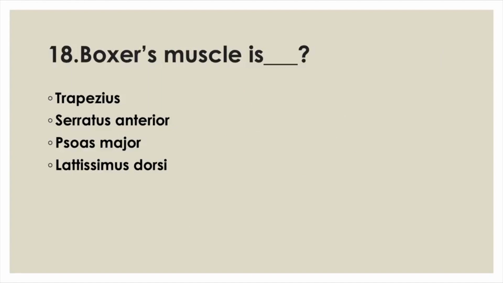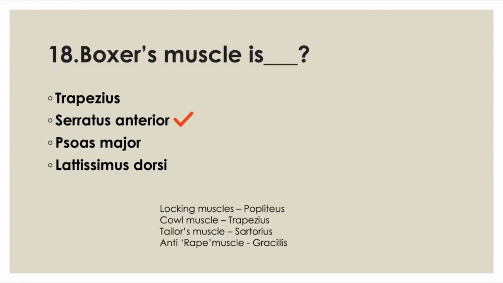Boxer's muscle is option A, trapezius; option B, serratus anterior; option C, psoas major; option D, latissimus dorsi. Answer option B, serratus anterior. Locking muscle, popliteus. Core muscle, trapezius. Tailor's muscle, sartorius. Anti-rib muscle, gracilis.